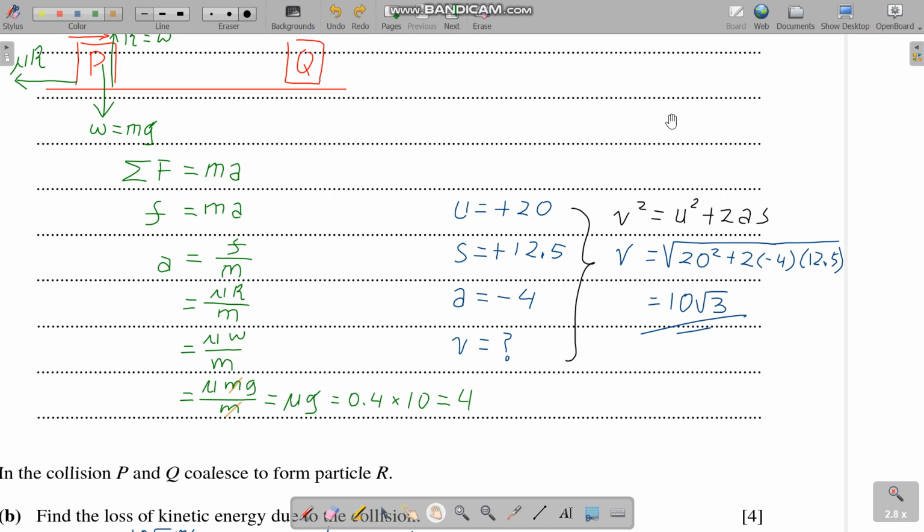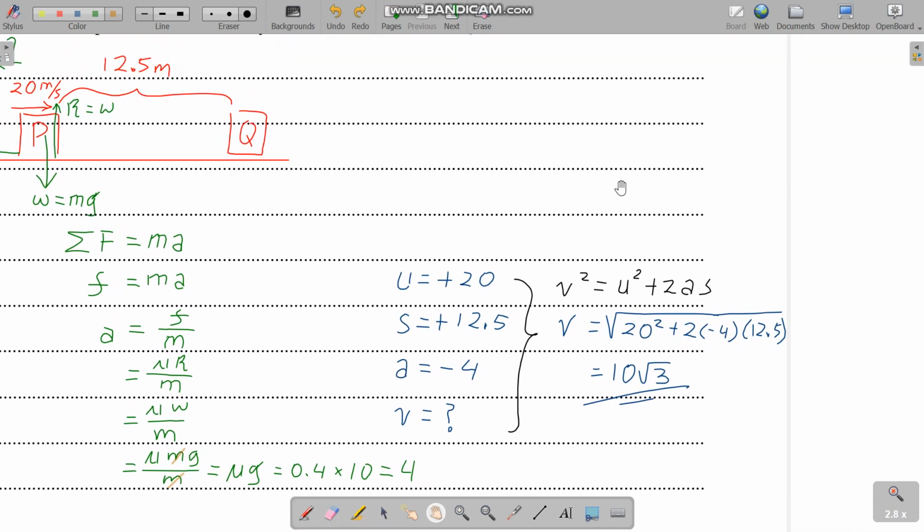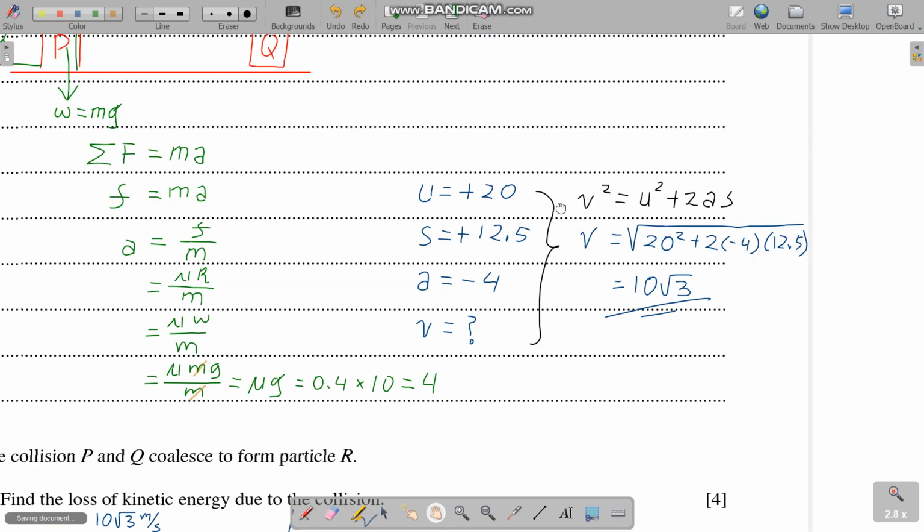After we find the acceleration, we use SUVAT formulas. Initially the speed is 20. Let's say to the right is positive. It's going to the right, 12.5 positive, and the acceleration is to the left, decelerating the motion, so negative. We use v squared equals u squared plus 2as. Take the square root of both sides and plug in the numbers. Use a calculator. We get what we need to prove.